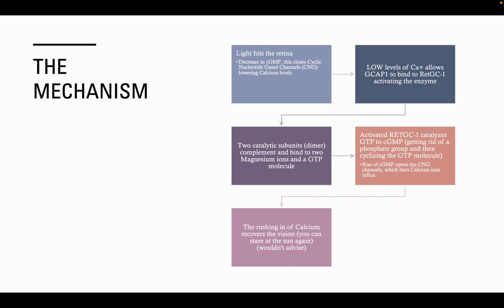The two catalytic subunits, the dimer we were talking about, are complementary, so they bind to two magnesium ions and a GTP molecule. The activated RET-GC1 catalyzes the GTP to cGMP, so that gets rid of a phosphate group and then cyclizes the GTP molecule. The rise of the cGMP that we just produced opens up the cyclic nucleotide gated channels, the CNG we see here, and that in turn allows calcium ions to rush in, the influx of it, and that helps recover vision. So basically you can stare at the sun again, but not advised.